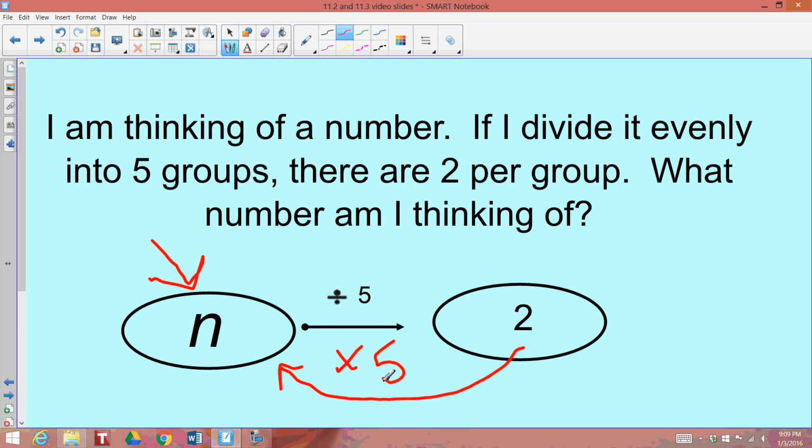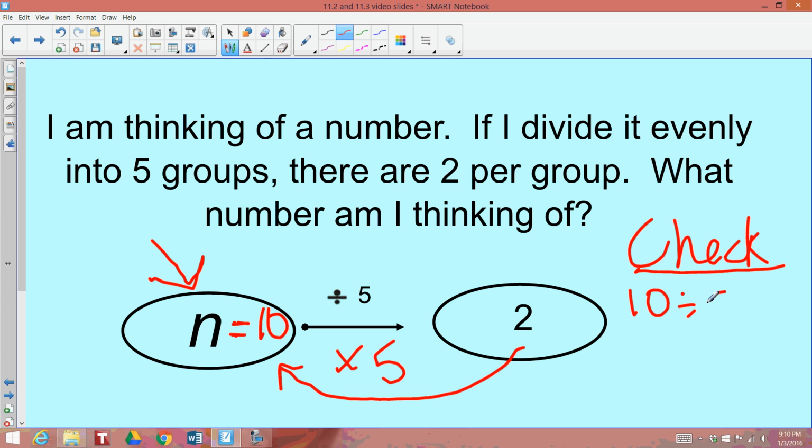What times 2? What times 5? 2 times 5 is equal to 10. So in my check, I could say, is 10 divided by 5 2? Well, 10 divided by 5 is 2. Is 2 equal to 2? Yep. So this is just an example of showing you how you can use the inverse operation. And it goes the same with division and multiplication.